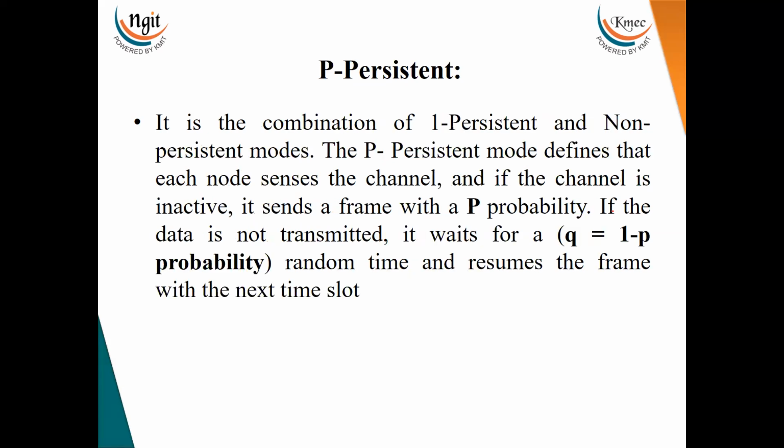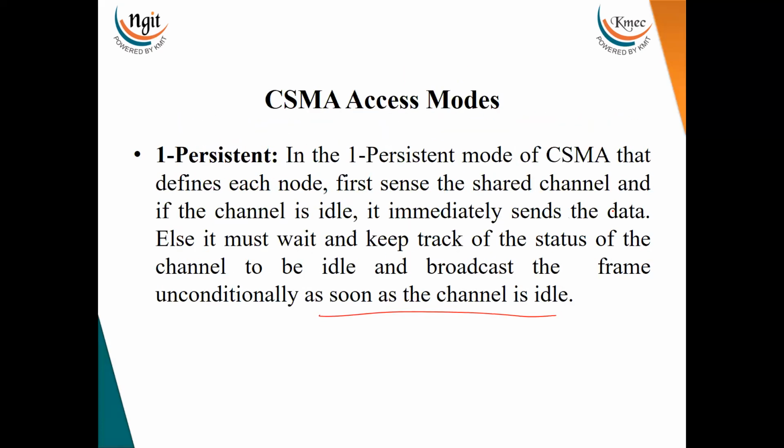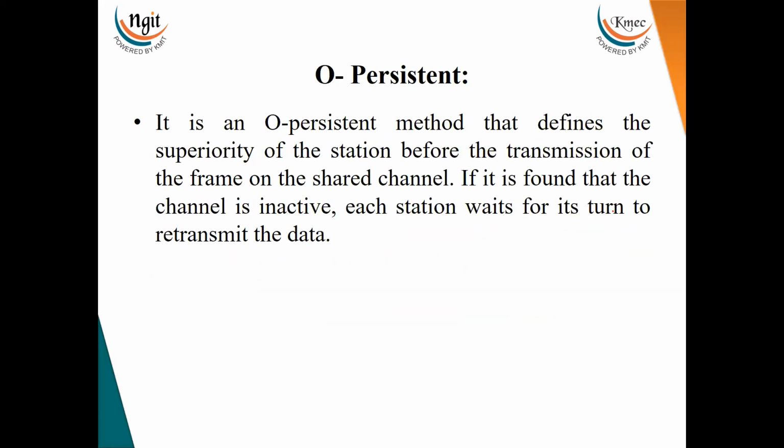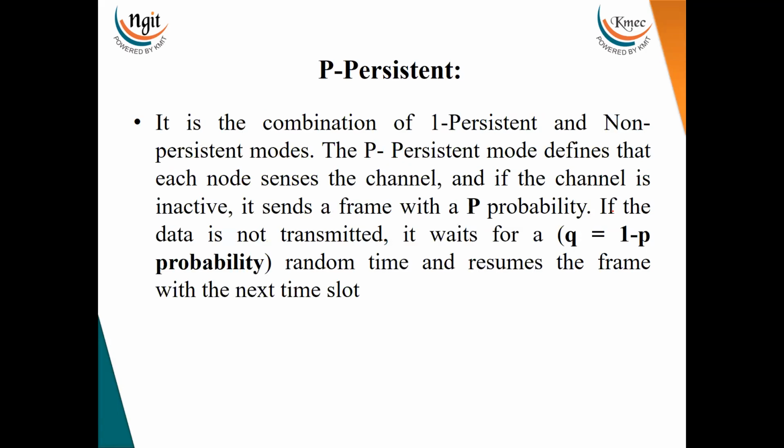Next, what is meant by P persistent? It is a combination of both one persistent and non-persistent. The P persistent mode defines that each node senses the channel, and if the channel is inactive, it sends a frame with probability P. If the data is not transmitted, it waits for a random time and resumes the frame in the next time slot.